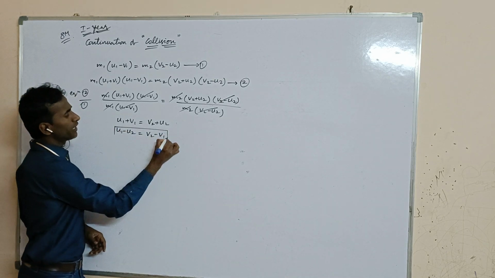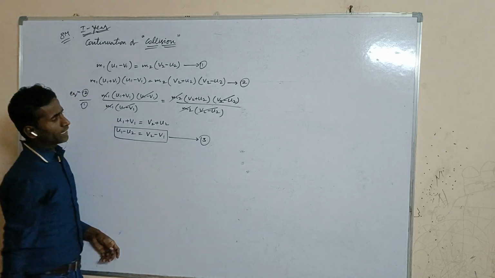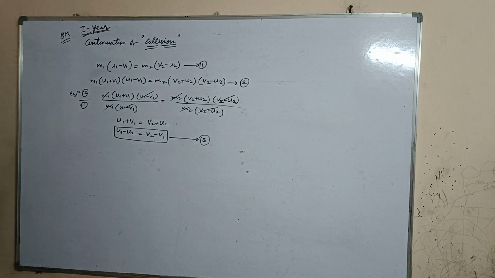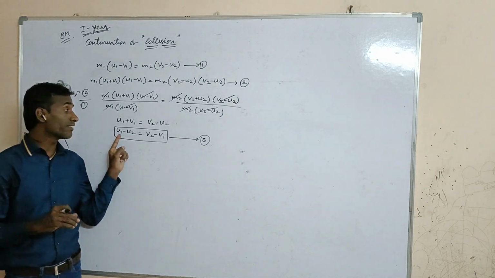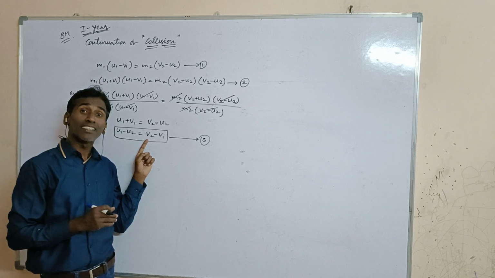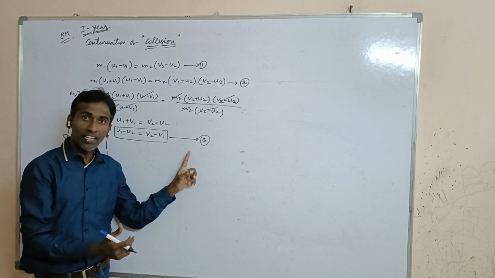So what can we conclude here? This is equation number 3. Further, from this equation, what can we conclude here? That is, the relative velocity of approach before collision is equal to the relative velocity of separation after collision. So this we can conclude here.